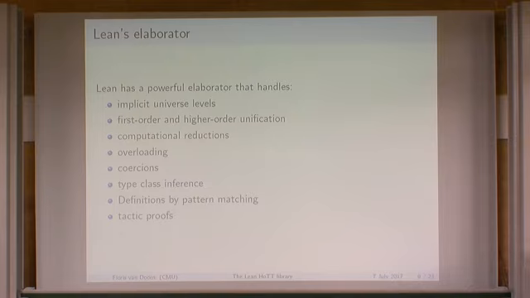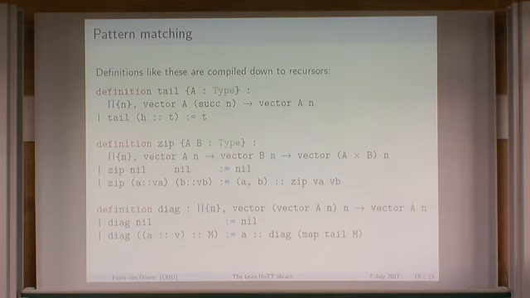So on top of the kernel, there's an elaborator which figures out all the implicit information. So it figures out implicit universe levels. You can write universe levels explicitly, but most of the times you don't have to. There's first order unification and higher order unification. It does computational reductions, overloading, coercions, type class inference, definitions by pattern matching, and tactic proofs. So a lot of the features which you want and expect in a theorem prover and a proof assistant.